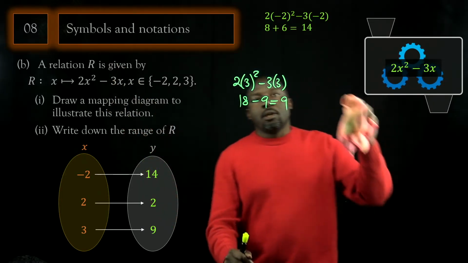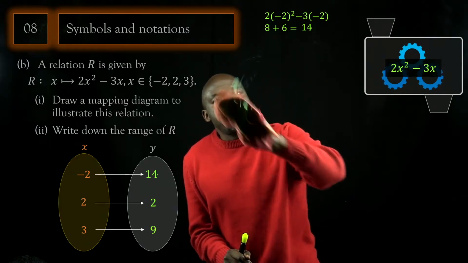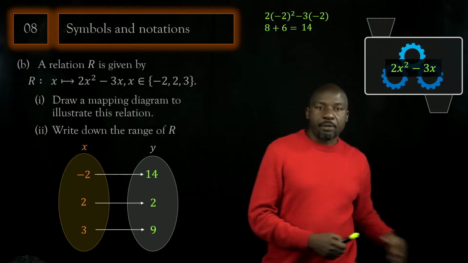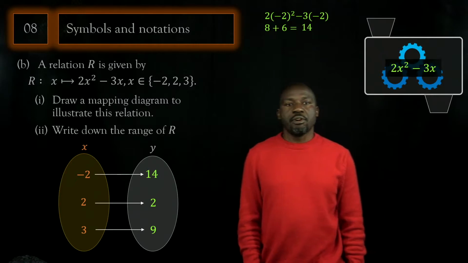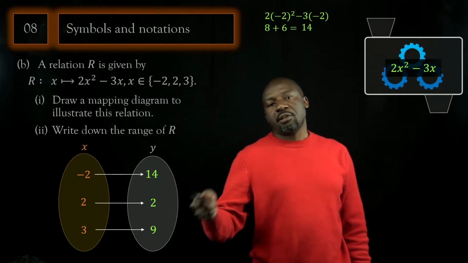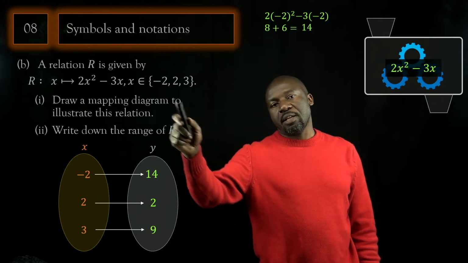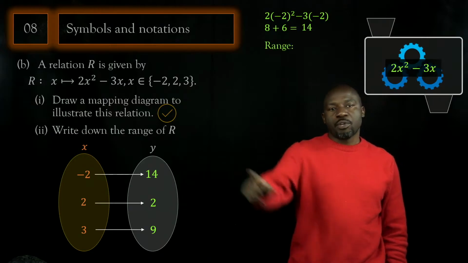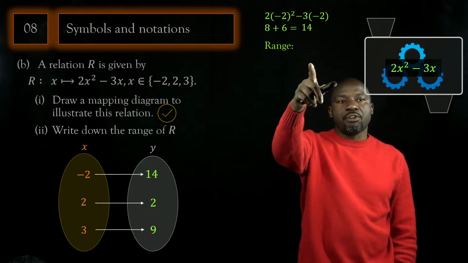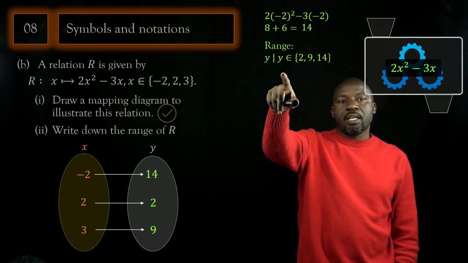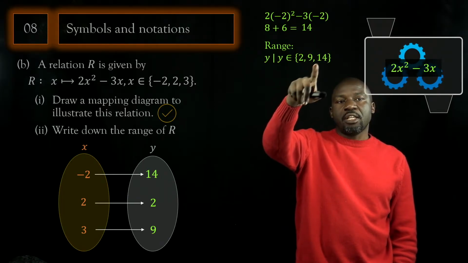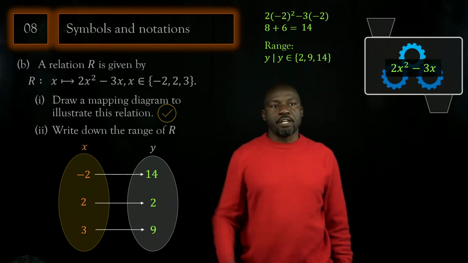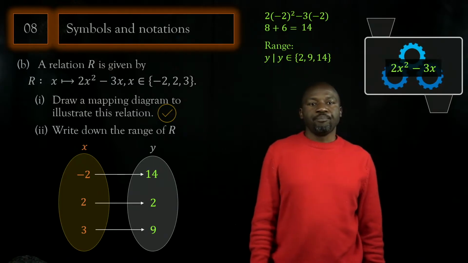All right, so we are done with the first part, drawing a mapping diagram for that relation. The second part is for us to write down the range. The range refers to the values of y. So in set builder notation, we say for the range that y is an element of the set containing 2, 9, and 14. That is the range of this relation. I hope that is clear.